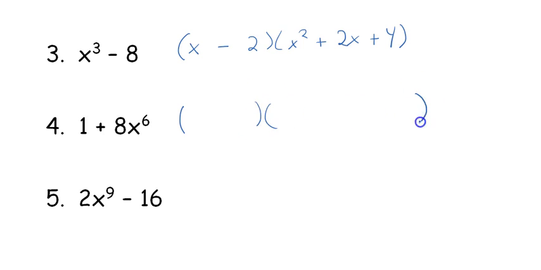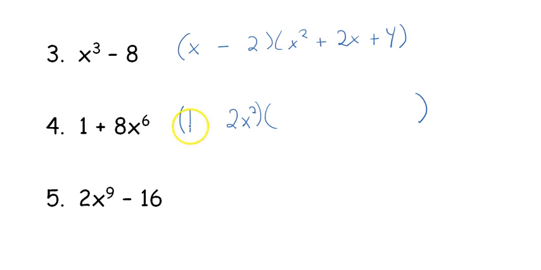Little parenthesis, big parenthesis. Cube root of 1 is 1. The cube root of 8x to the 6th would be 2x squared. And you're asking, how did I get the square? Again, taking the cube root is dividing the power by 3. So 6 divided by 3 is 2. That's how I get the power for that x.